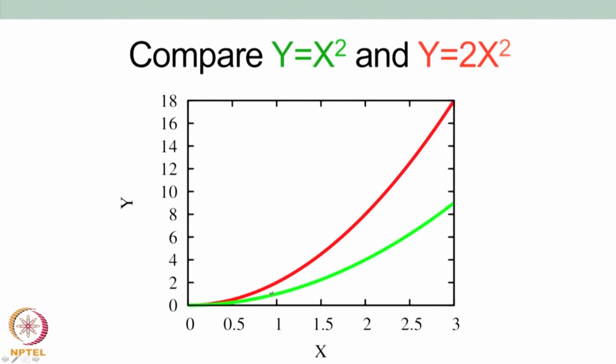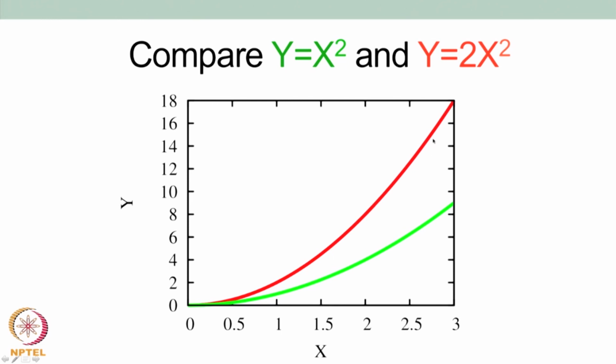The green curve here is y is equal to x square and the red curve is y is equal to 2x square. As you can see, when x is 0, both are the same. It does not matter what the constant is, y is the same when x is 0. When x is 1, y is 1 here, here it is 2. When x is 2, this is 4 while this is 8. Similarly, y is equal to 2x square will be above y is equal to x square.